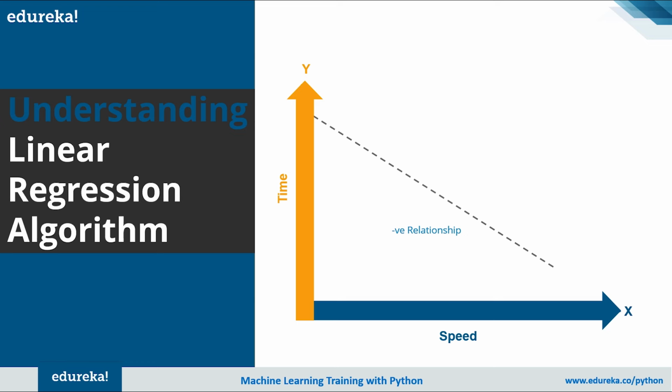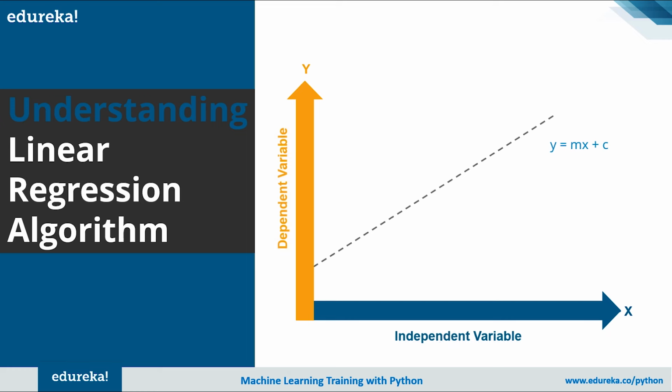Here the equation of the line changes to y equals minus mx plus c, where y is the time taken to travel a fixed distance, x is the speed of the vehicle, m is the negative slope of the line, and c is the y-intercept of the line. All right. Now let's get back to our independent and dependent variables. In that term, y is our dependent variable and x is our independent variable. Now let's move on and see the mathematical implementation of the things.